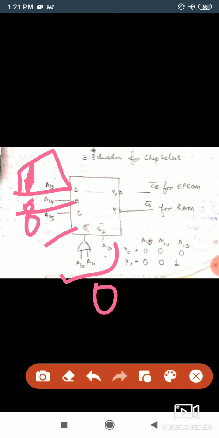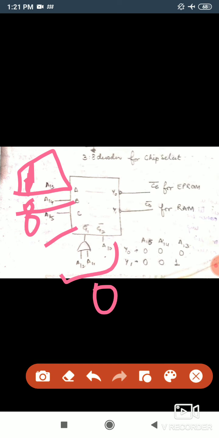Now about RAM. When we talk about RAM, I have taken Y1. You can take Y2, Y3 or any other output also. Suppose I have taken Y1 here. Y1 means 0, 0, 1, and this 0, 0, 1 means A15 is 0 at that time, A14 is 0, but A13 is 1. Rest all are 0. So this is the status of the remaining address lines.